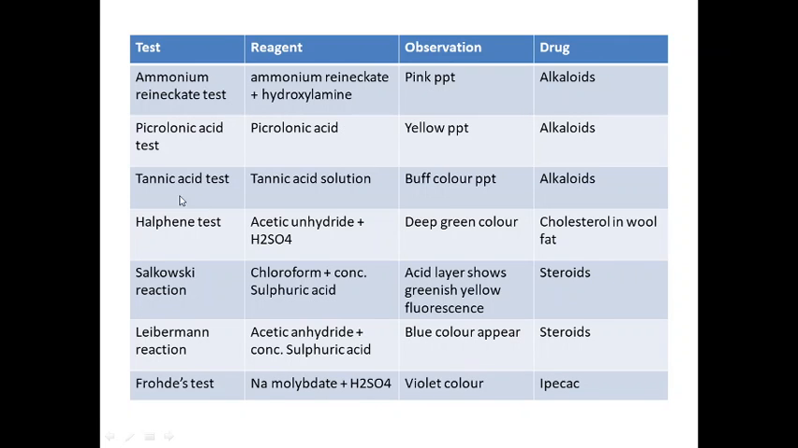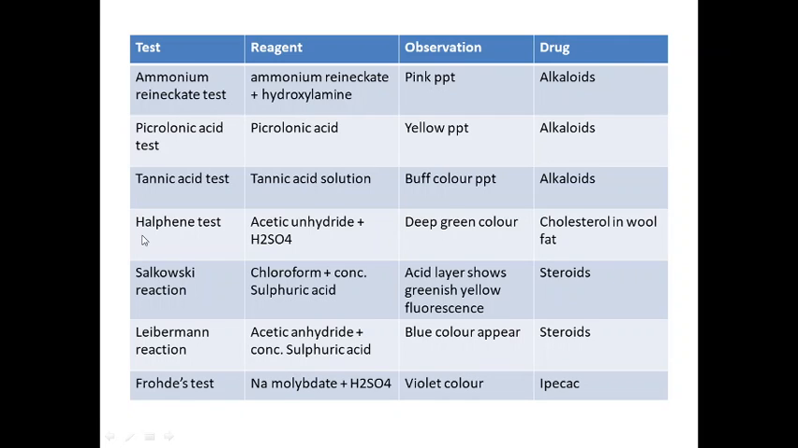The next test, tannic acid test. It is again used for the identification of alkaloids, and uses tannic acid solution as a reagent, and this alkaloid shows the buff color precipitate in presence of tannic acid solution.